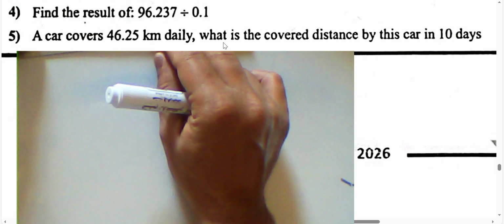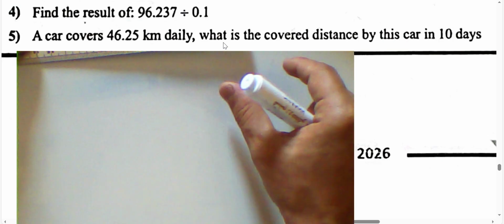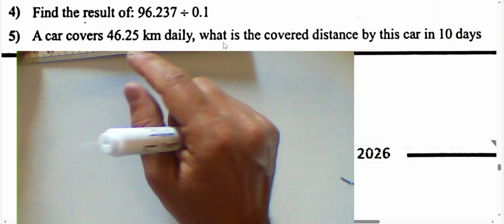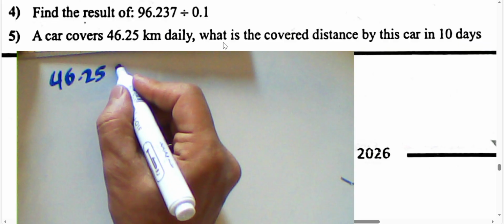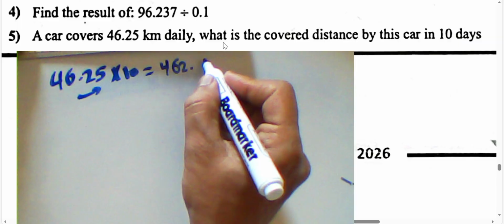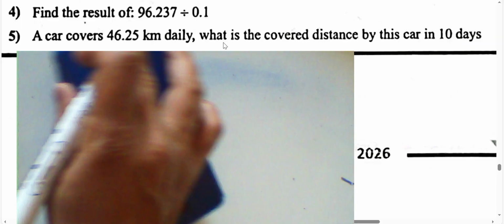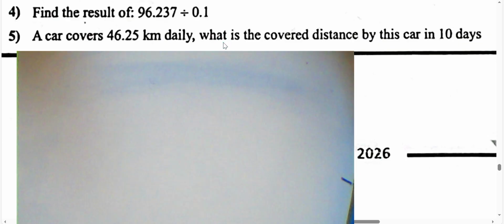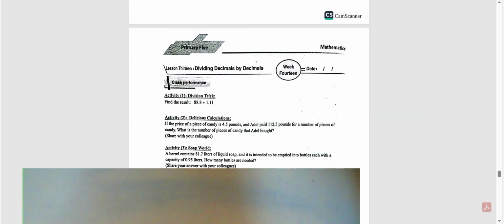Question. A car covers 46 and 25 hundredths kilometers daily. What is the distance covered in 10 days? You can multiply 46 and 25 hundredths by 10. Move the point right hand side by 1 place. Write 462.5. Next question. It's the last question about the weekly assessment. Finished now. Number 14 finished. Okay. Next time I will explain number 15.